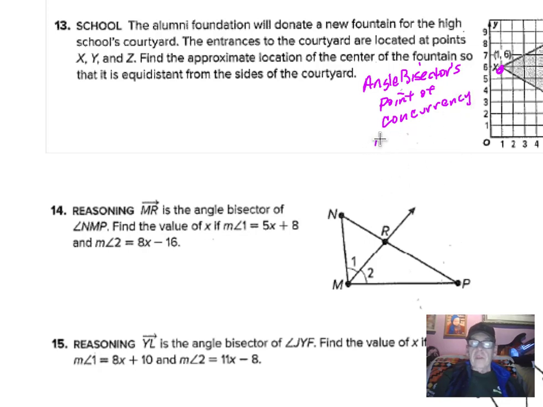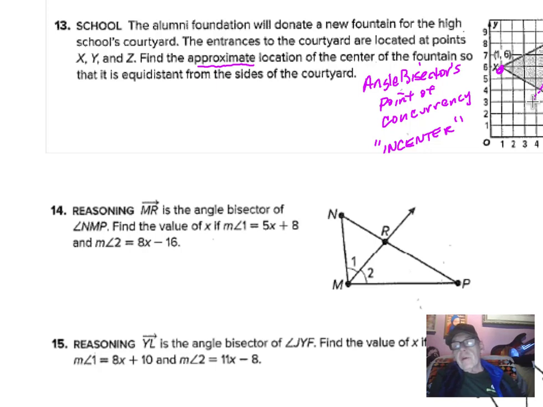And we call this the incenter. So I'll show you after we get this done what the incenter does for us. So we want to sketch in, and again, it wants approximate locations. That looks okay to do a sketch. We want to try to sketch in the angle bisectors. So try to cut these angles up the center.